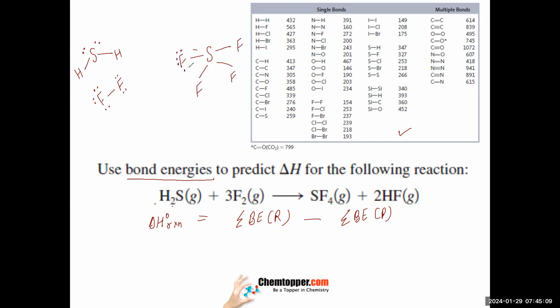Sulfur has 6 valence electrons. I have used only 4 in 4 bonds. Two are left as lone pairs. This is the Lewis dot structure of SF4. HF, hydrogen never makes a double bond. Fluorine never makes a double bond. So these are the simplest Lewis dot structures. You need not scratch your brain for it. Now, can you tell me what are the bonds broken?